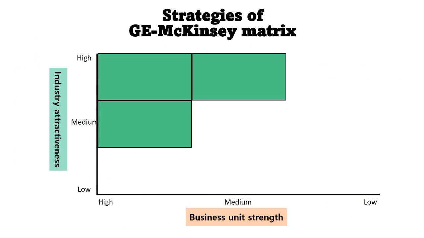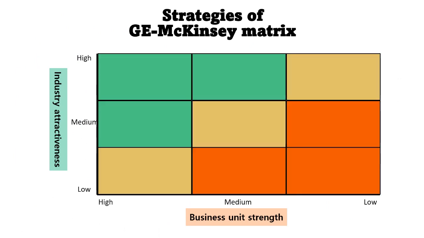Now, let's explain the specific strategies for the 9 areas. Zone 1 is called the premium area. It is an area where both industry attractiveness and business unit strength are high. So a growth strategy that actively invests is needed to protect the current market leader position and enter new markets such as overseas markets or diversify the business unit.